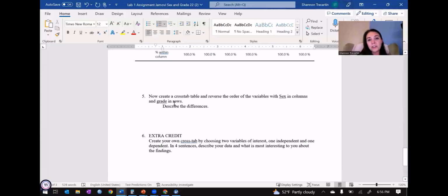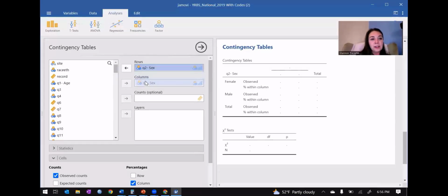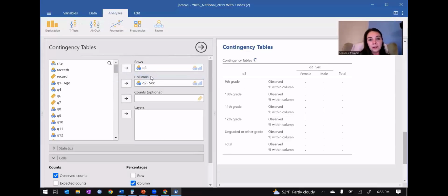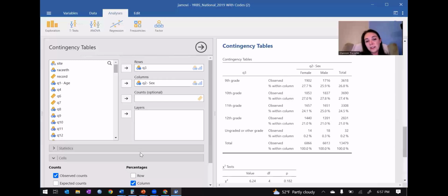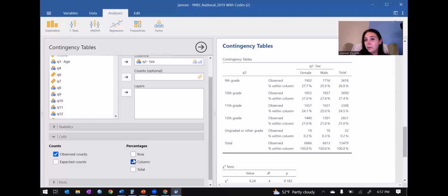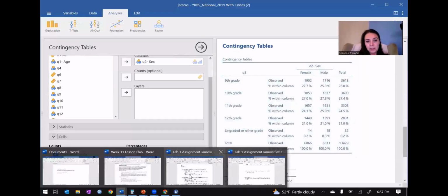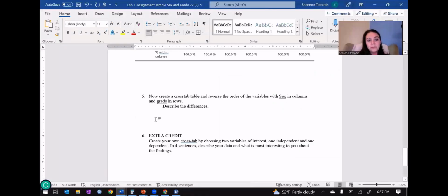Now, the last part of this question is to reverse the order of the variables with sex in columns and grades in rows. You go back to Jamovi. Literally all I want you to do is move sex down here and move grade up here. And you're going to get this table differently. It's the same information. If you click back and forth between the rows and the columns, the percentages change, but it's different. So I would just like for you to copy this. Whether you get the row percent or the column percent doesn't really matter, but copy the table in general, paste it in your document, and then just respond to the question.